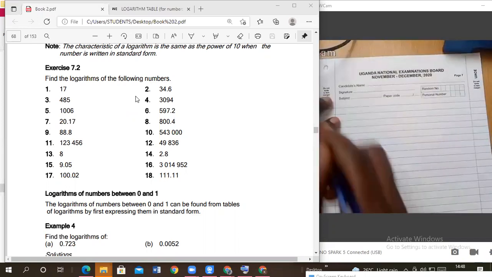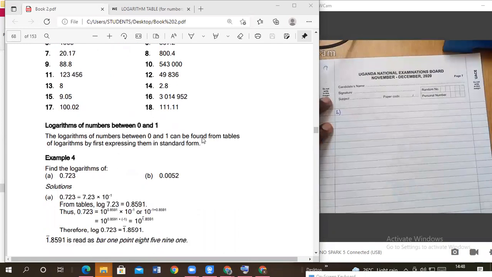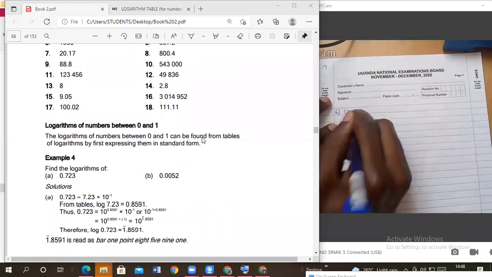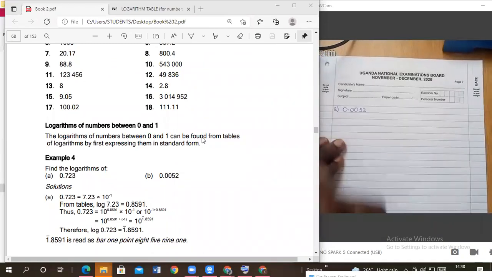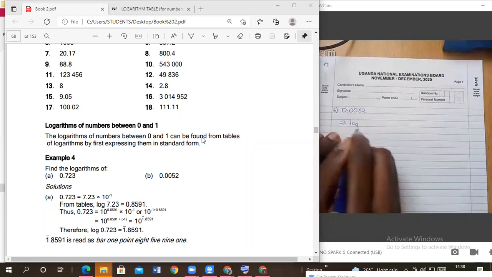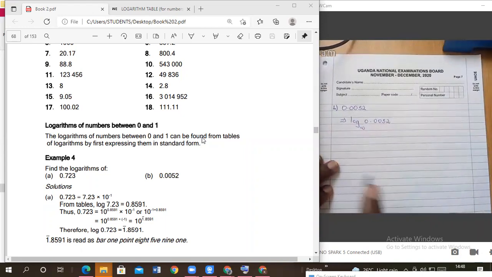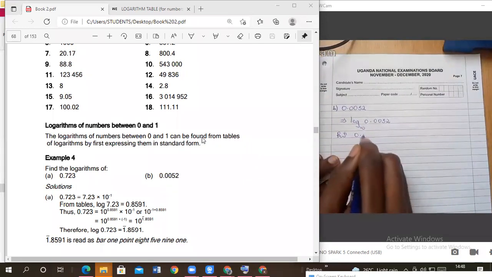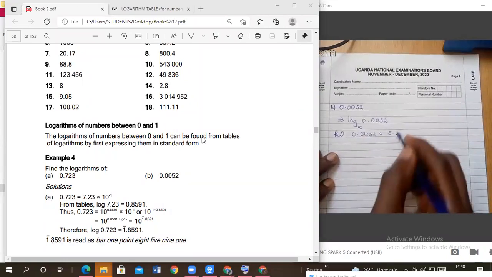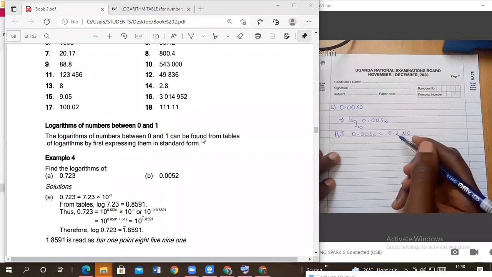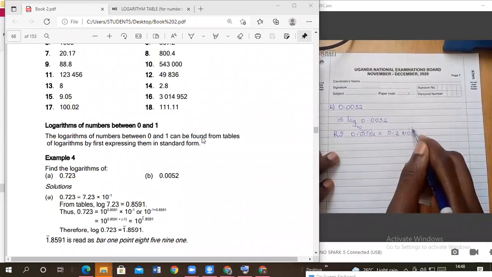B. Let's look at B. In B, what do we have? 0.0052. So they want us to find log to base 10 of 0.0052. But 0.0052 is the same as 5.2 times 10 to the power negative 3. 1, 2, 3, to the power negative 3.